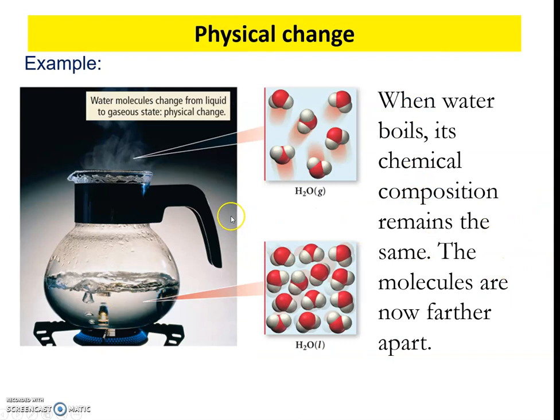This figure shows how water molecules change from liquid to gaseous state, meaning that it changes physically. When water boils, its chemical composition remains the same. The molecules are now further apart, meaning that they are still water. The difference is this H2O in liquid form and this H2O in gas form.